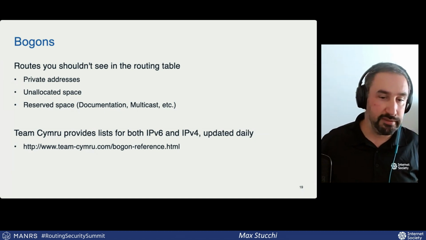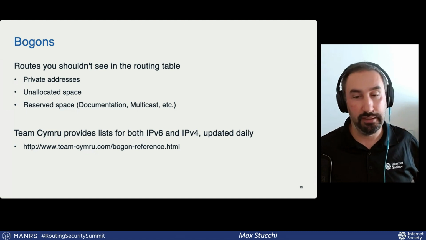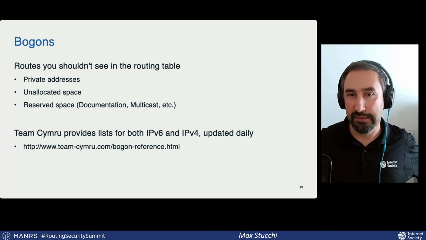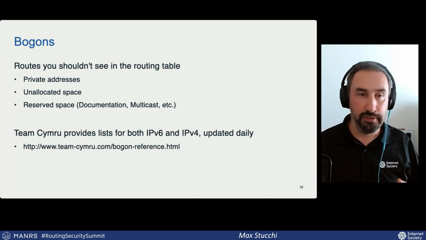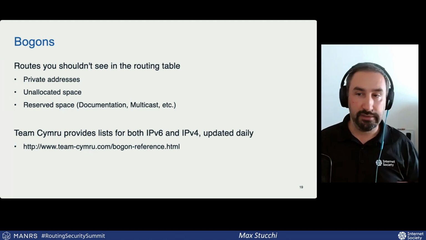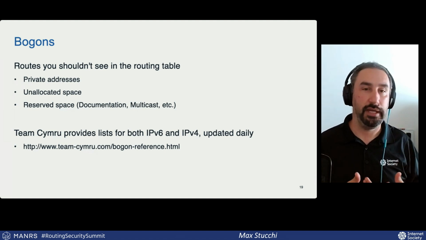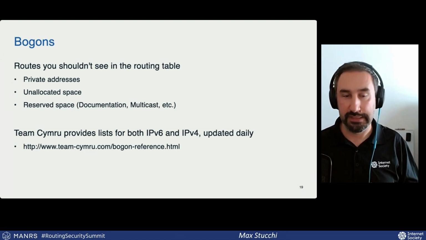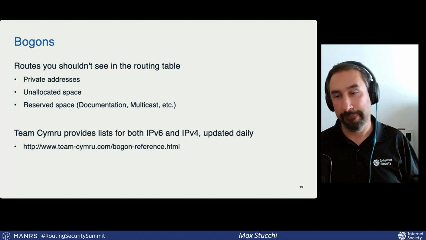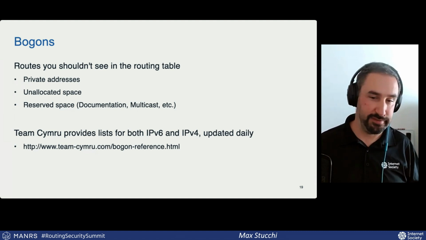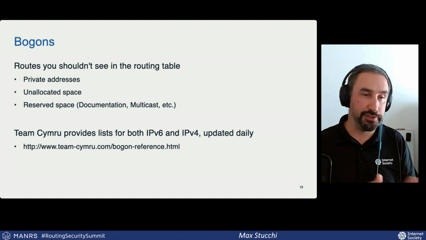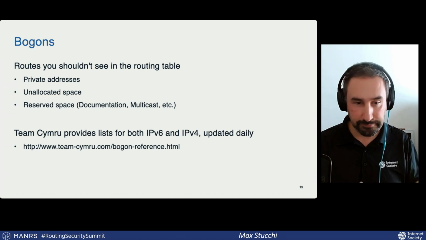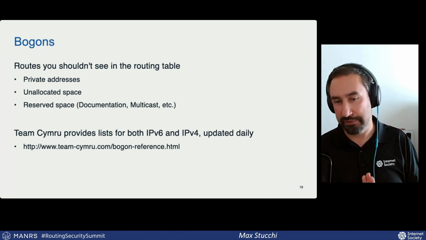Team Cymru provides a list for both IPv6 and v4 that's updated daily. You can get it either as a file via HTTP. So you get the file, you look at it, it contains all the addresses that are not supposed to be seen in the routing table. Now, for v4, that's a short-ish list, because most of IPv4 has been handed out. So the list is relatively short.